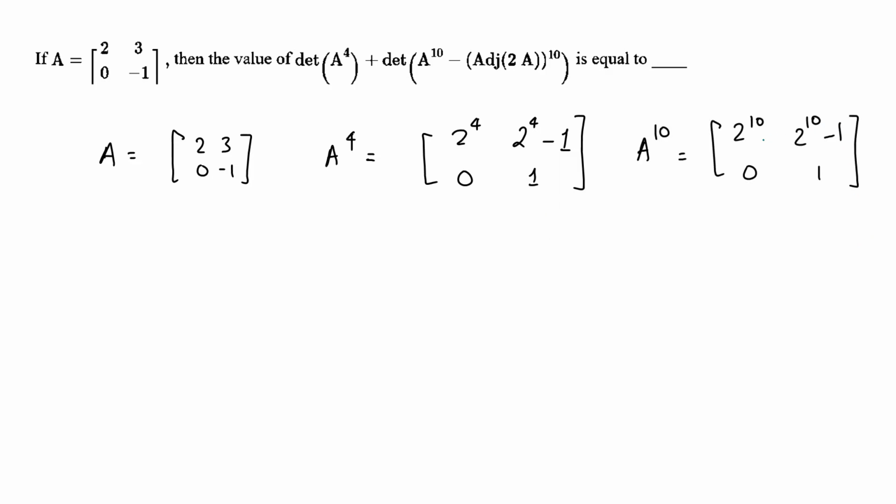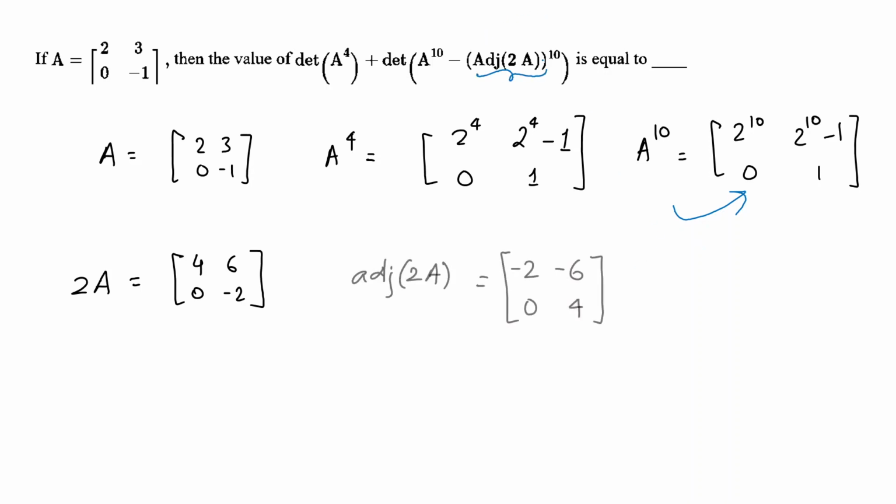Then you can also think about a to the power 10, which is very simple, it's like this. And then you have 2a because you have to figure out the adjoint of 2a. So you have 2a, and then you can think about this adjoint. You have to take the cofactor matrix and transpose it. After you get this, you have to do the power 10 of this matrix also, and this will also follow the same kind of pattern. You just have to multiply it a few times.